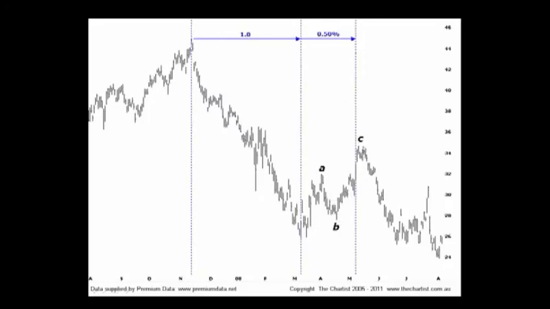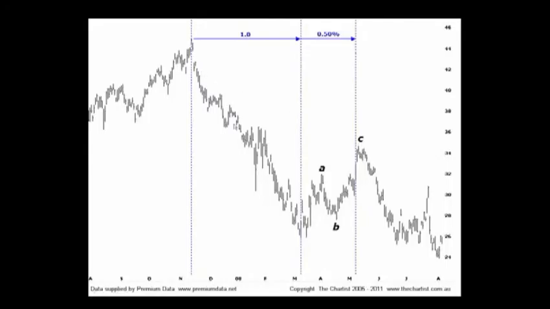Remember, it's not an exact science. Don't get hung up on this exact science kind of stuff. A day here, a day there, but at the end of the day, you can see we've got some very good symmetry in this ABC from a price perspective, and we also have very, very good symmetry from a time perspective. And when it all meets up, again, it's just another level to be confident of to take a position.